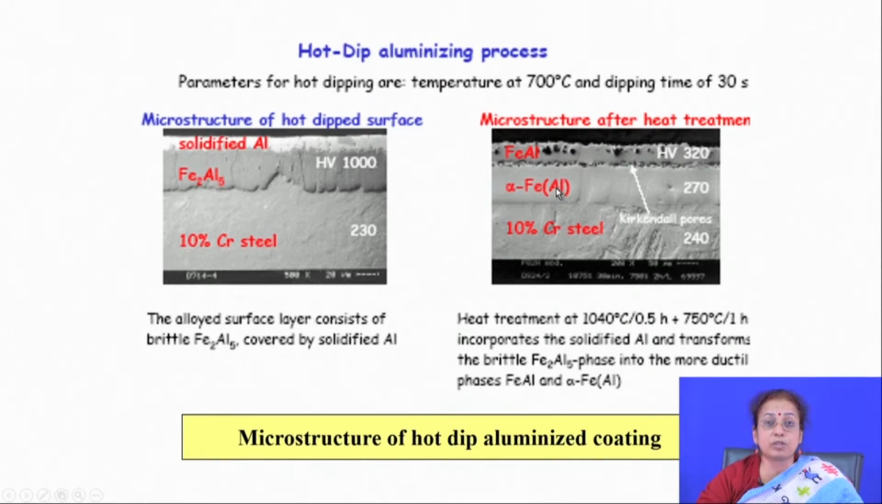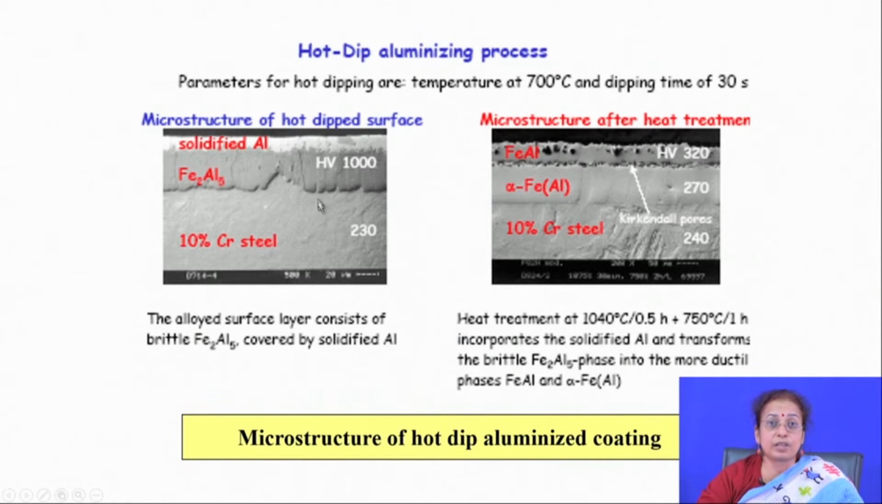On the other hand, because of the presence of aluminum in solution, whenever it is exposed to high temperature, there is formation of a very thin alumina layer which protects the surface from oxidation, high temperature oxidation particularly. So, this is a hot dip aluminizing process.